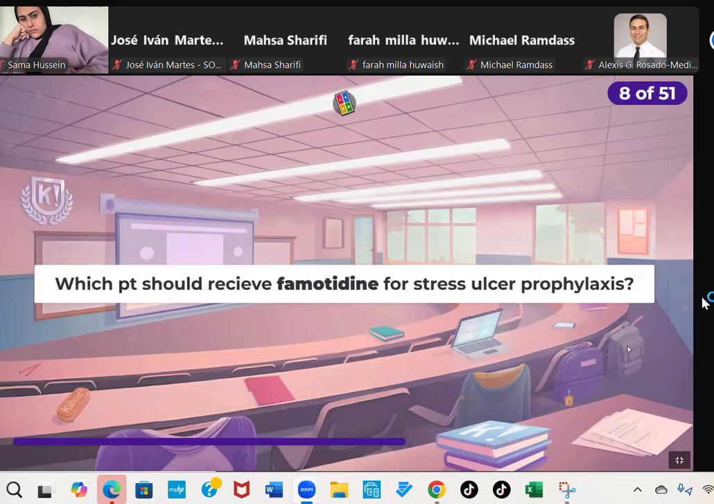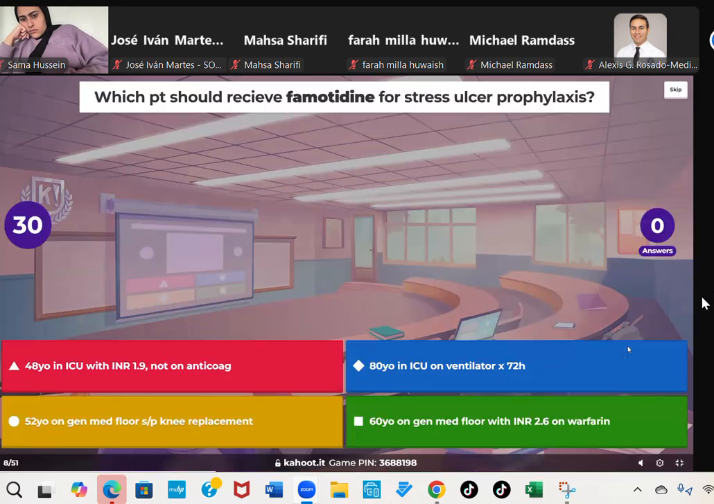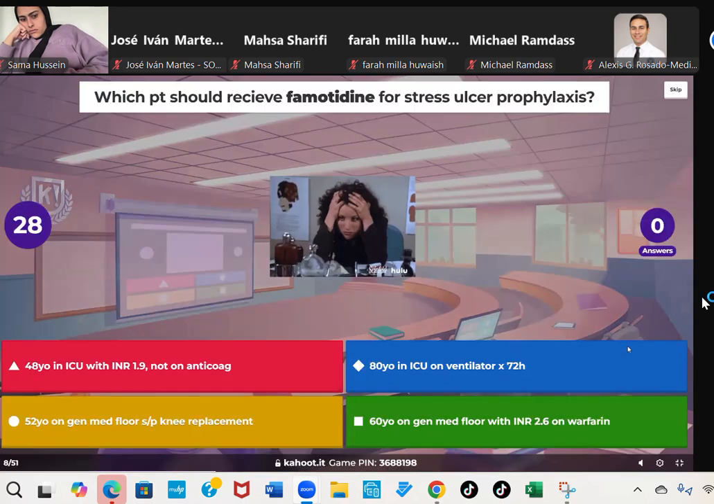Okay, which patient should receive famotidine for stress ulcer prophylaxis? 48-year-old in ICU with INR 1.9, not on anticoag. 80-year-old in ICU on ventilator times 72 hours. 52-year-old on gen med floor, status post knee replacement. 60-year-old on gen med floor with INR 2.6 on warfarin.